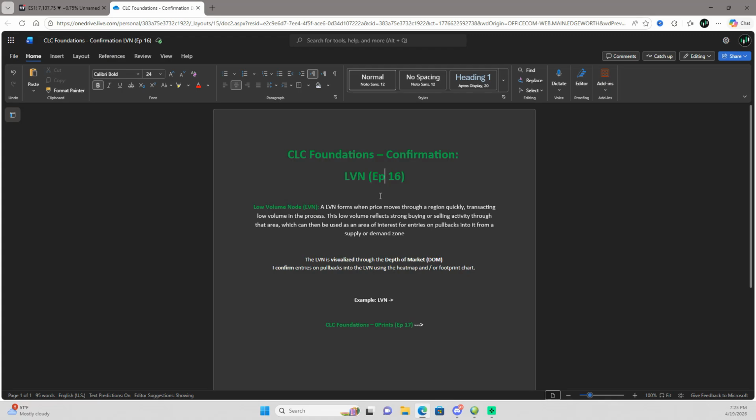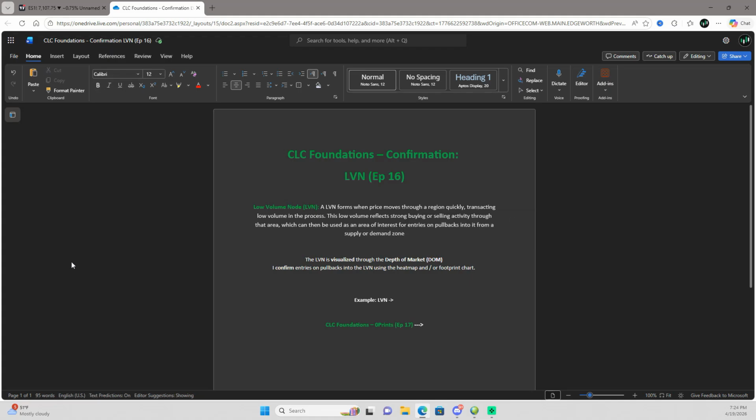In this one, we're going to be looking into the third and last playbook confirmation setup video of the series, which is the low volume node. So the low volume node essentially forms in the markets when price moves through a region very quickly and transacts low volume and spends very little time as it's attempting to move or auction through that location. And so we can then use that low volume node as an area of interest for entries or pullbacks into it from a supply or demand zone.